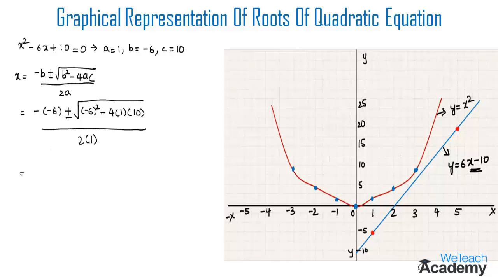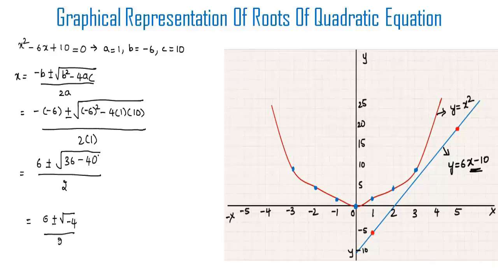And therefore this would come as minus into minus 6 is plus 6 plus or minus root of minus 6 whole square would come as 36 minus 4 into 1 into 10 is minus 40 divided by 2. And we can write this as 6 plus or minus root of minus 4 divided by 2. And here this result shows that there are no real roots for the equation x square minus 6x plus 10.